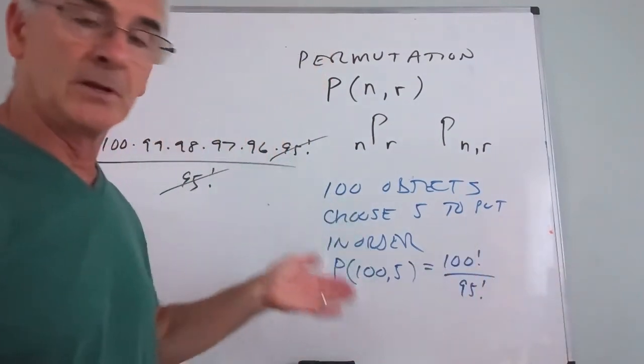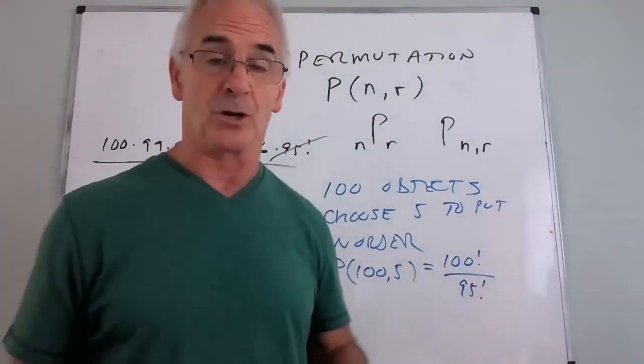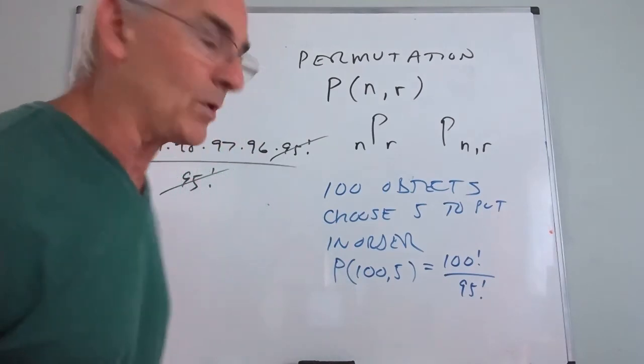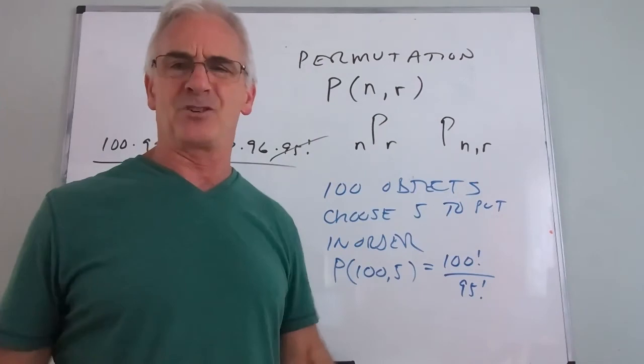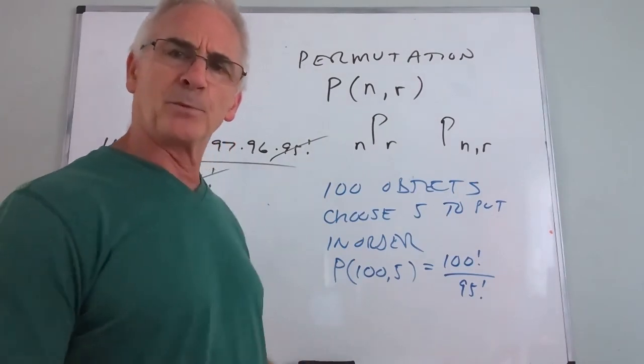This is a simple, trivial calculation, but you need to know how to do it on your calculator, because the one thing you don't want to do is this. You can, but you don't want to do it. It's too much entering, right? It's easier to just hit the permutation key.